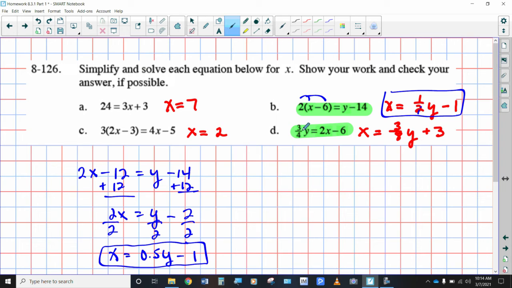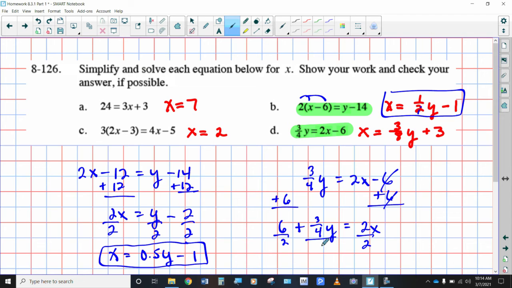And then for this guy, what are we solving for? Still x. Okay, so 3/4 of y is equal to 2x minus 6. We better add 6 to each side. We're going to have 6 plus 3/4 of y is equal to 2x. Now we are going to have to divide this by 2. This is easy to divide by 2. 6 divided by 2 is 3.